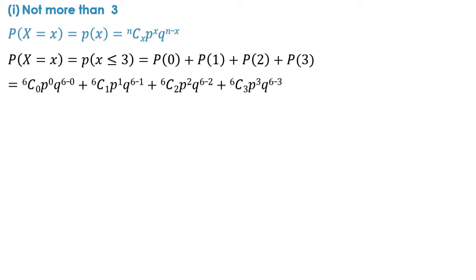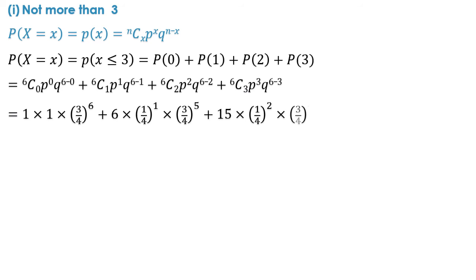Now, as I simplify step by step, be very careful and do it with a lot of patience because it requires your patience and nothing else. Now, 6C0 is 1, p raised to 0 is also 1, q raised to 6 minus 0 is actually 3 upon 4 raised to 6 because q is 3 upon 4. 6C1 is 6, p raised to 1 is 1 upon 4 raised to 1, and q raised to 6 minus 1 is 3 upon 4 raised to 5. 6C2 is 15, p raised to 2 is 1 upon 4 raised to 2, q raised to 6 minus 2 is 3 upon 4 raised to 4. 6C3 is 20, p raised to 3 is 1 upon 4 raised to 3, and q raised to 6 minus 3 is 3 upon 4 raised to 3.